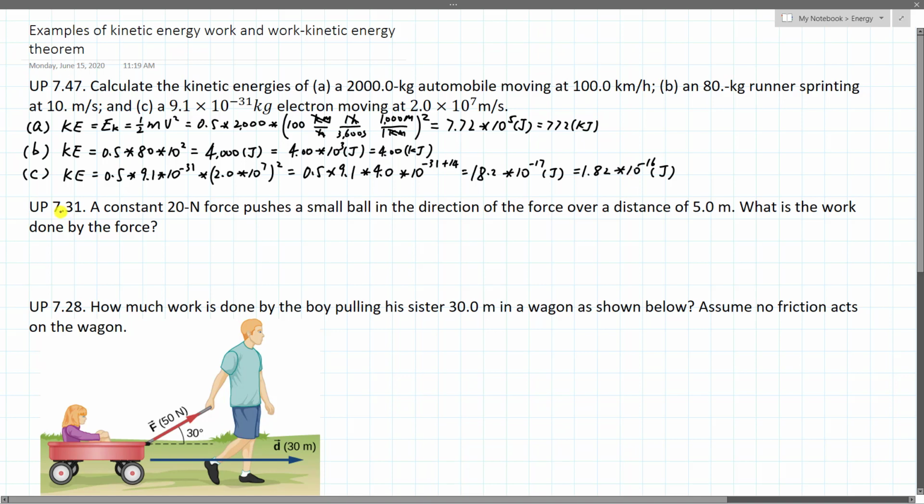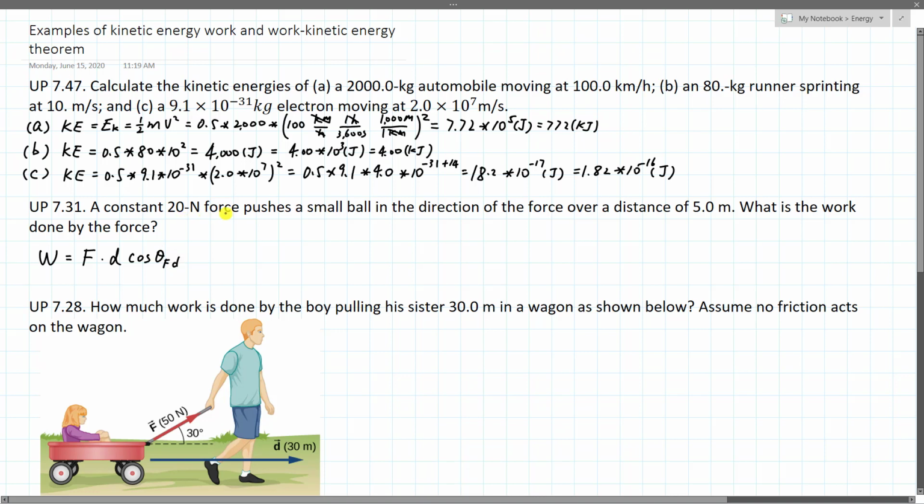This question is 7.31, and this one concerns work done. So a constant 20 Newton force pushes a small ball in the direction of the force over a distance of 5.0 meters. So what is the work done by the force? Let's recall work done by the force. This is force, displacement, and then cosine of the angle between the force and the displacement.